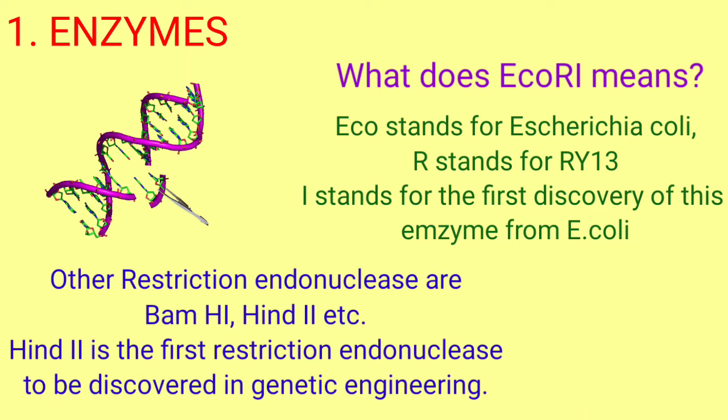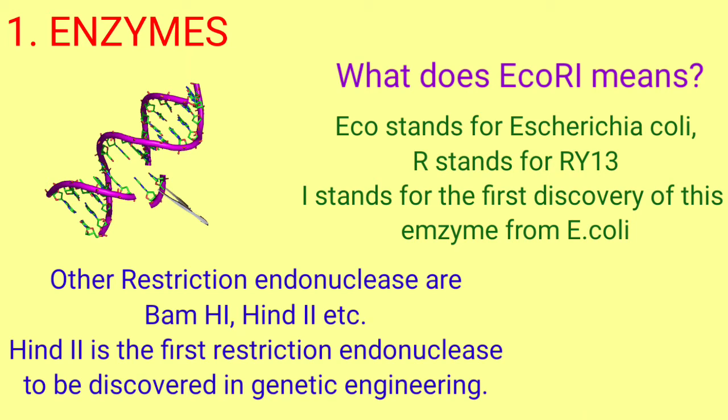Then R stands for the strain. So the strain of Escherichia coli that was used is RY13. The R denotes this RY13 strain of the bacteria, and the Roman numeral I denotes that it was the first enzyme to be isolated from this particular strain, that is Escherichia coli RY13.